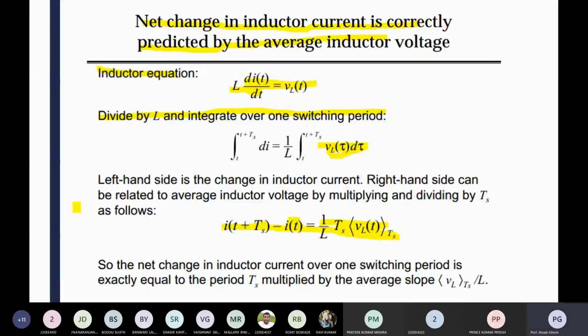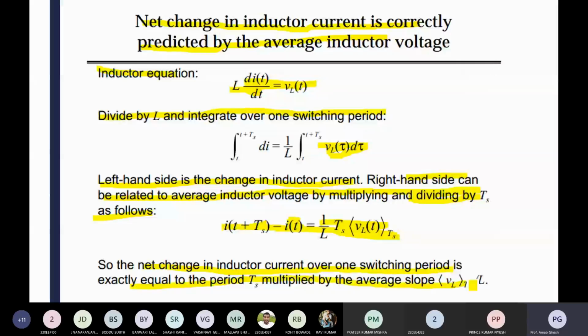On the left hand side, the change of the inductor current, and on the right hand side, the related average inductor voltage, multiplying and dividing by Ts. So you know the values of inductor current and inductor voltage over the time period. You can multiply both of them and divide by Ts. Finally we get that expression: the net change in the inductor current over one switching period is exactly equal to the period Ts multiplied with the average slope.